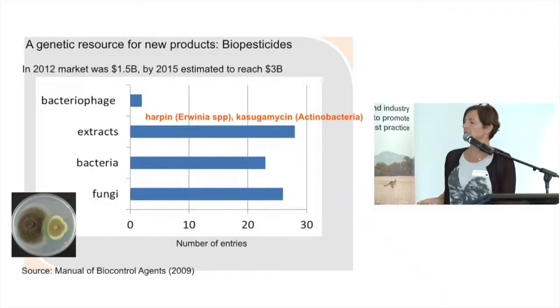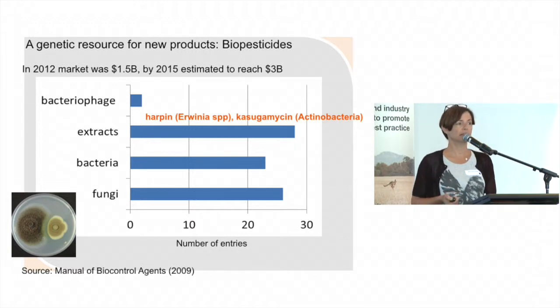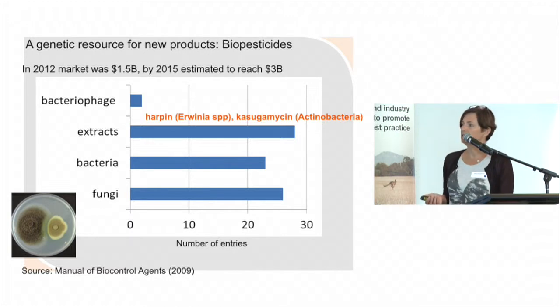And the genetic resource. These are some figures from a chemical company manual, which shows the number of entries of new products that are biopesticides, and there's an expectation that the market will grow significantly in a little while. These are just some of the products that are emerging as potential biopesticides: fungi, bacterial extracts, which are extracts of bacteria, and bacteriophage, all of which have been registered as potential new products.